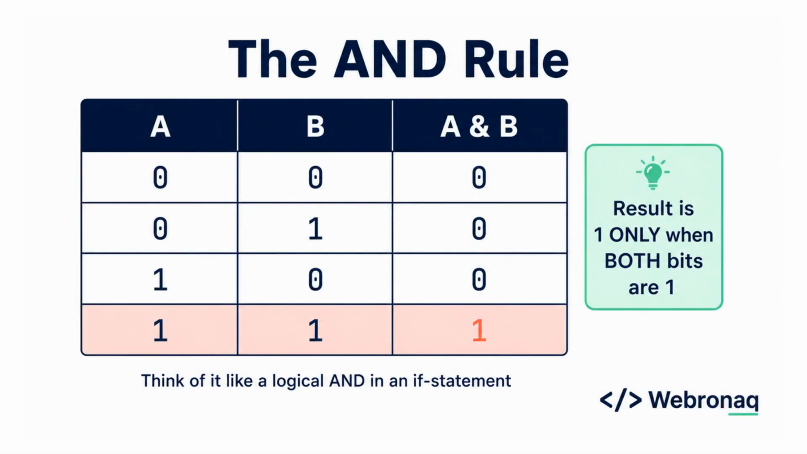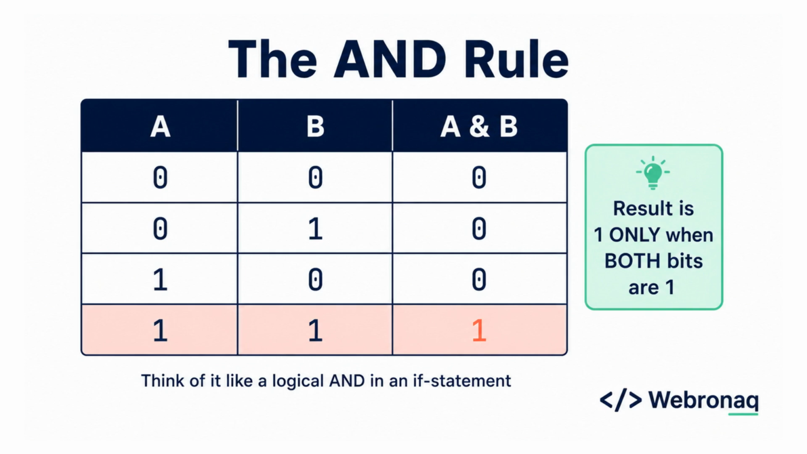Now, here's the rule, and it's beautifully simple. The AND operator looks at two bits, one from each number, sitting in the same position. If both of those bits are 1, the result is 1. If even one of them is a 0, the result is a 0. That's the entire rule. Look at the table. Only the last row gives us a 1 because that's the only case where both inputs are 1.